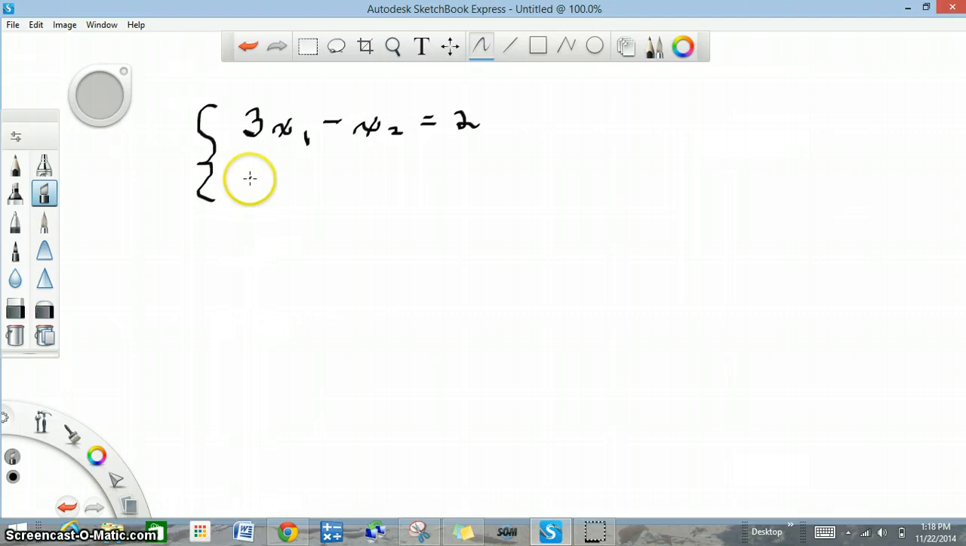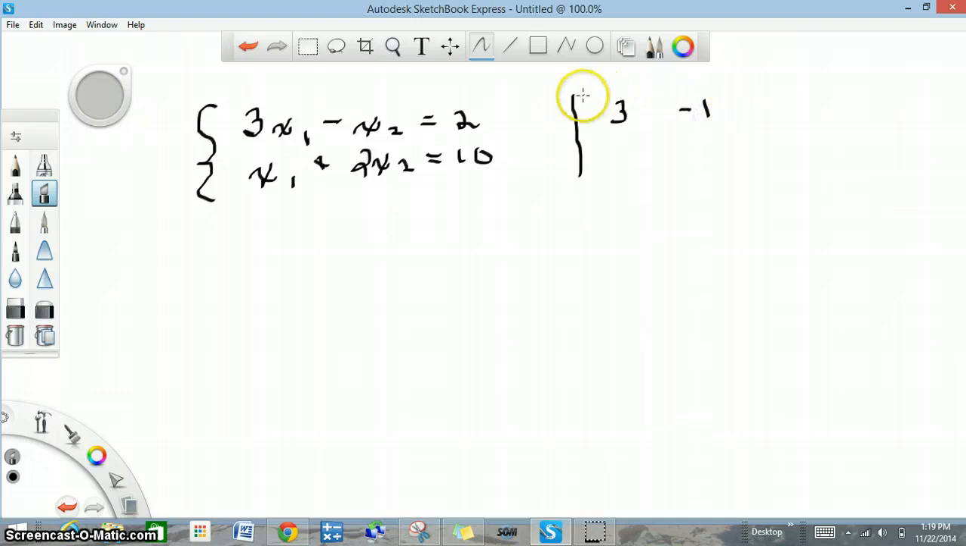Secondly, we will have x1 plus 2x2, that's equaling 10. Now we're going to write it down as though it were a set of matrices. And we'll begin by doing this here. We're going to write down 3, -1, and 2. And underneath that, 1, 2, 10.